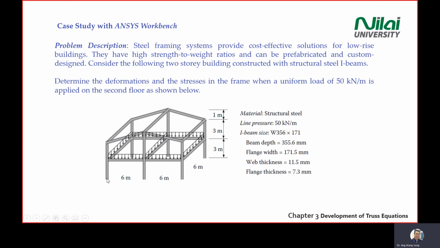So you see the distance from here to here is 6 meter, here to here is 6 meter, and here to here is 6 meter. The height is 3 meter, and 1 meter. Later we will create this 3D model in our ANSYS software. Again, the height is 3, 3, and then 6. Then in the middle here we have 4. So we're going to create this model in ANSYS.